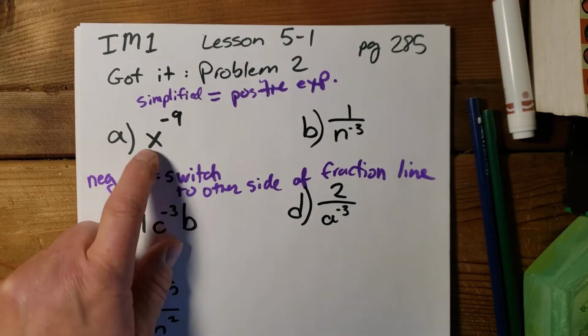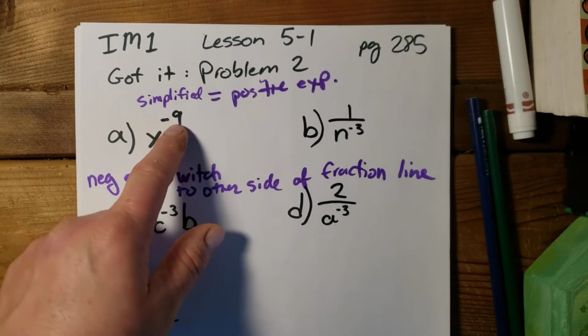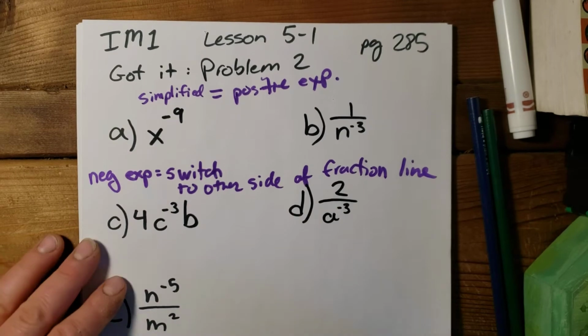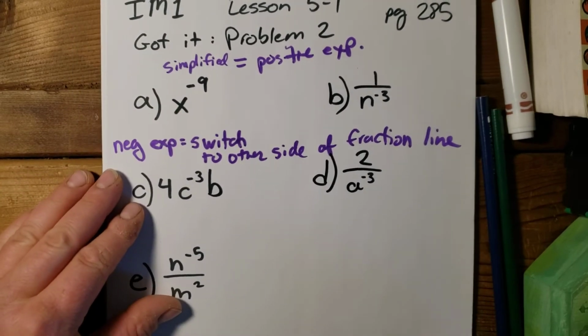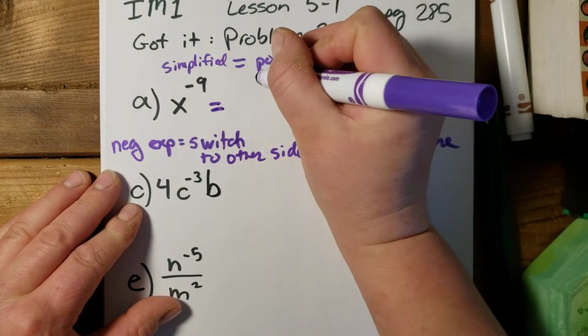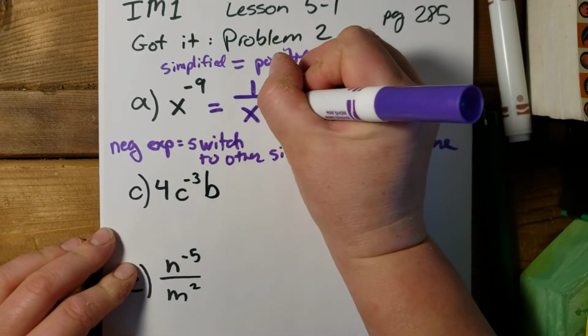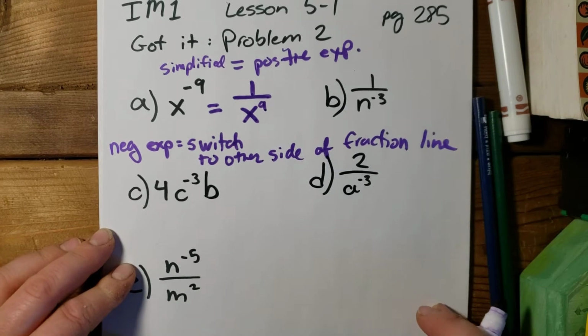So if we look at A, we have x to the negative 9th. Whenever we see a negative exponent, we know that we need to switch it to the other side of the fraction line. All right, so right now it's in the numerator. So let's switch it. Now let's put it in the denominator. We switch it to the other side and we make the exponent positive.